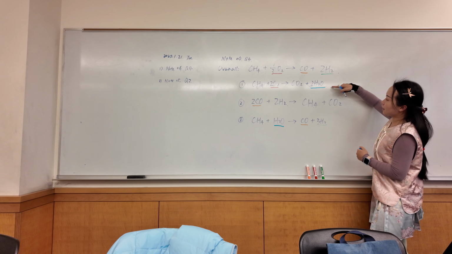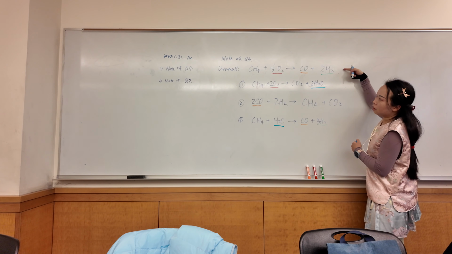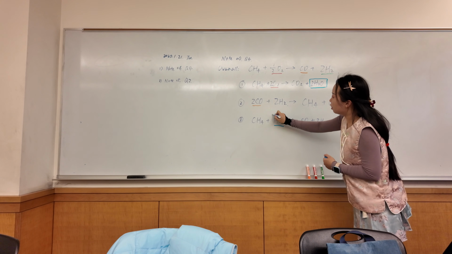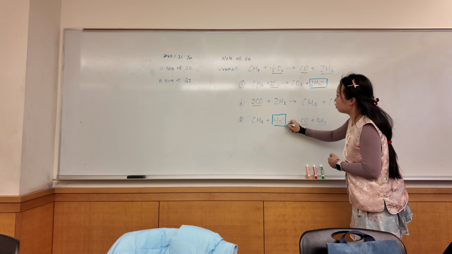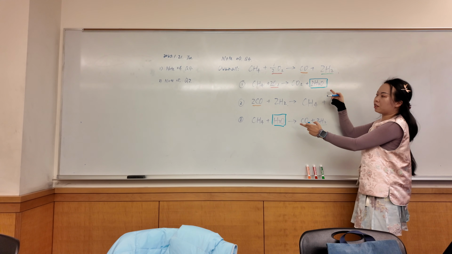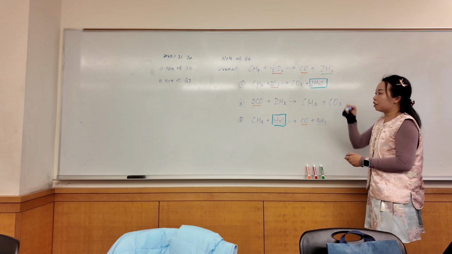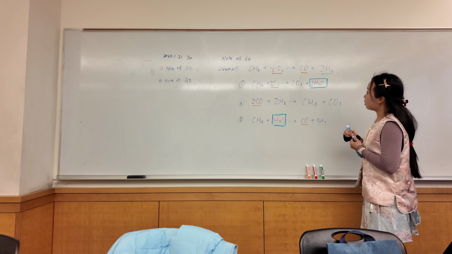Okay, look at water doesn't exist in the original formula. So that's a new concept that we learned in the class called intermediate, if you still remember that. Which means water finally they're going to cancel out themselves because it doesn't exist in the overall. Alright? So what else?